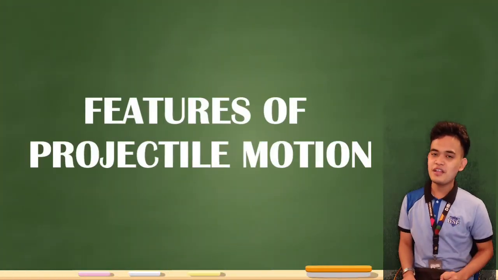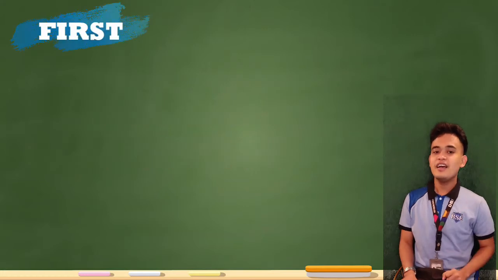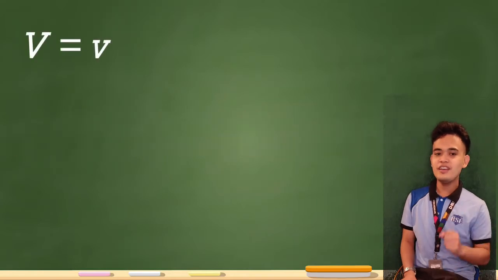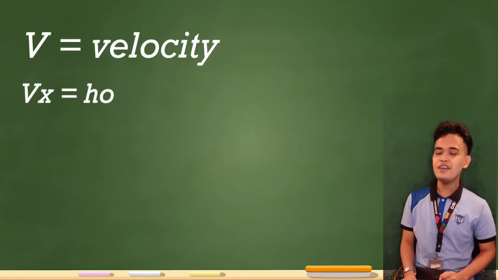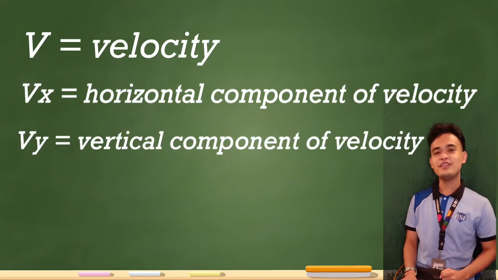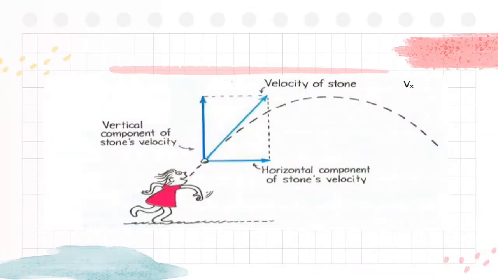Projectile motion has different features. First, the velocity of a projectile has horizontal and vertical components, where V is your velocity, V sub x is your horizontal component, and V sub y is your vertical component of the velocity. So let us identify the vertical and horizontal components in this image. Your horizontal component is this one, your vertical component is this one, and the velocity is this one.